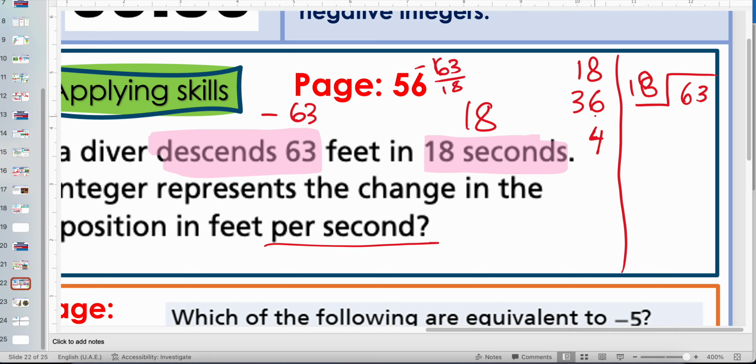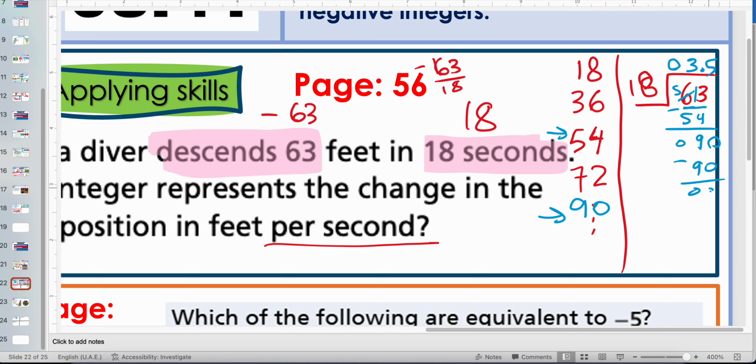Put 54 down, subtract, regroup, 13 minus 4 is 9, and here's 0. 9 divided by 18, I cannot, so I put a decimal and put 0. Oh, I need to skip count more. Okay, perfect, I have the 90. 90 divided by 18 is 5. 90, bring down, 0 left. So the answer will be 3.5, but because one of them is negative and the other is positive, the answer should be negative.